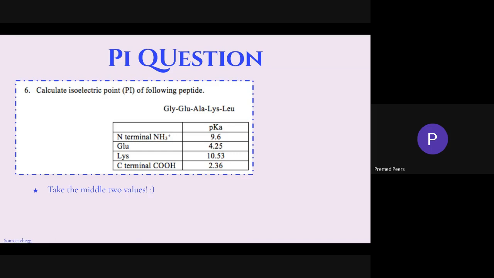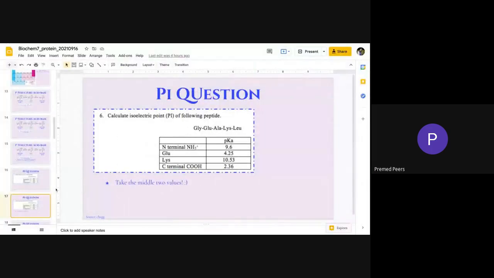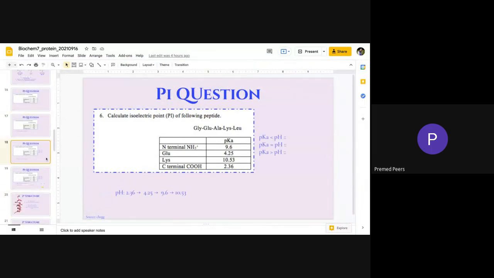Besides the N terminal and the C terminal, you don't have to worry about all the NCs in the middle, because they are connected by peptide bonds and not charged. But I'm going to go through this step by step so that everyone can be on the same page.